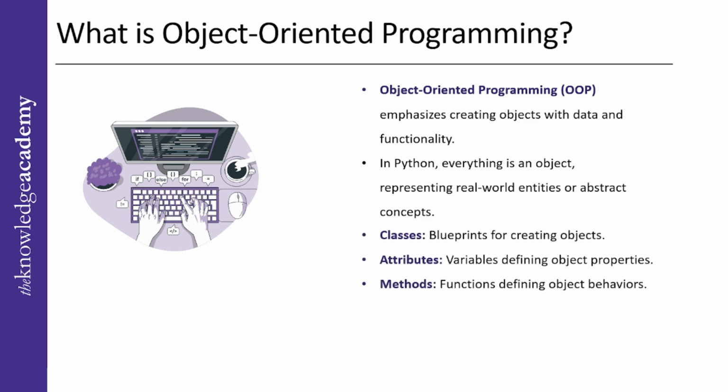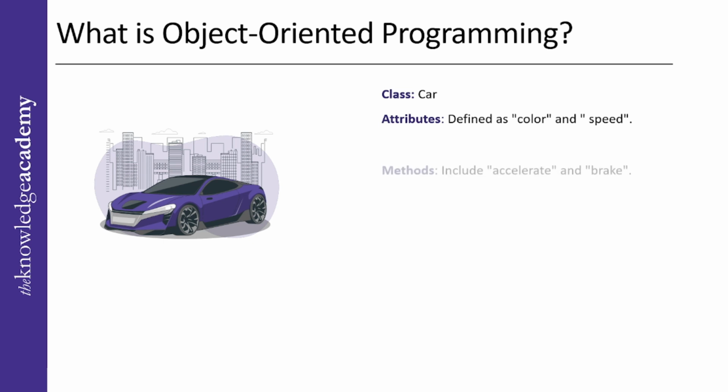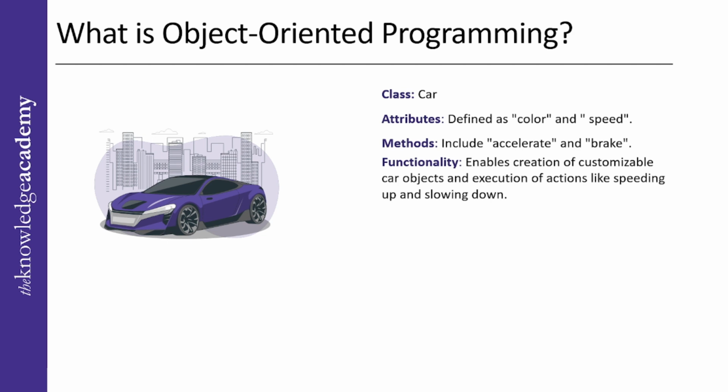Classes are used to define the blueprint for creating objects. A class contains attributes and methods that define the properties and behaviors of the objects created from it. For example, imagine a class named car. Within it, we define attributes like color and speed, and methods such as accelerate and brake. This allows us to create car objects with specific colors and speeds and perform actions like speeding up and slowing down.